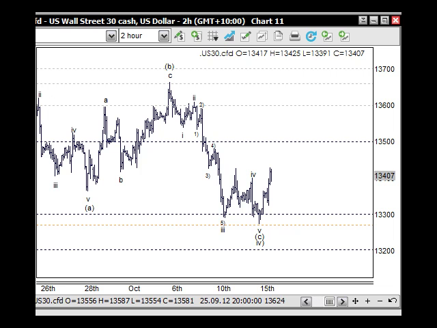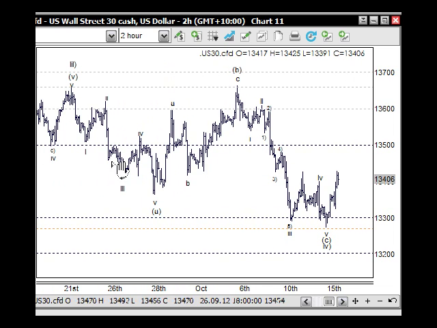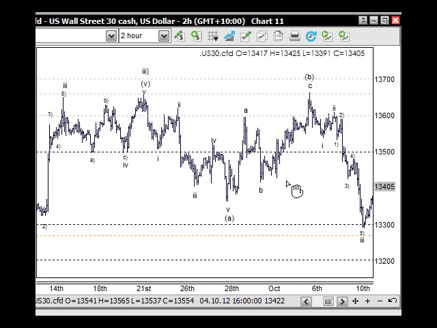Of course, in the bigger picture here, the 13,500 is really the line in the sand up there, as you can see.